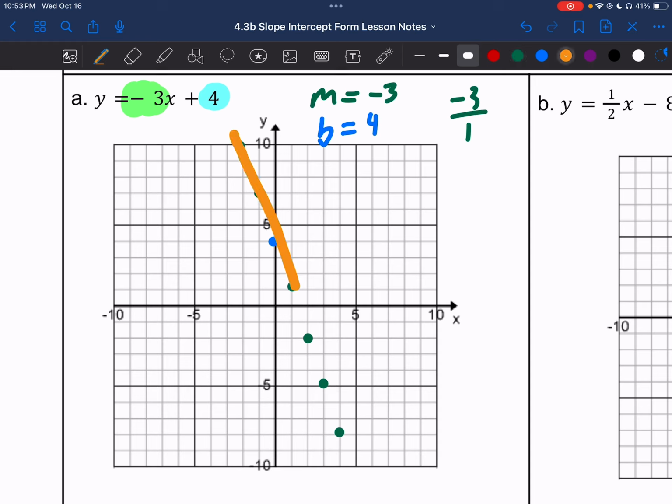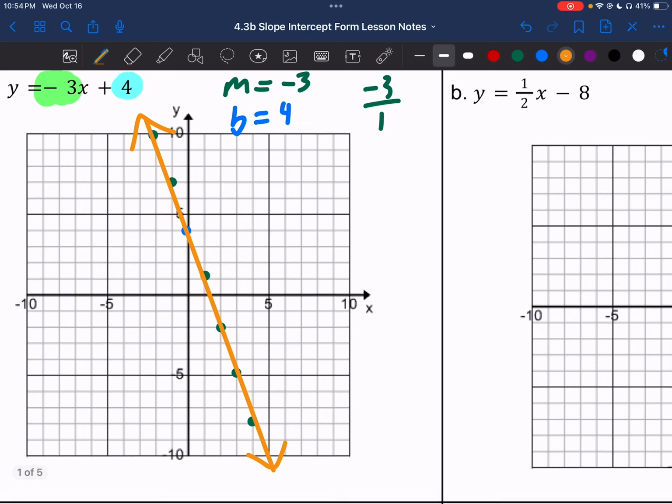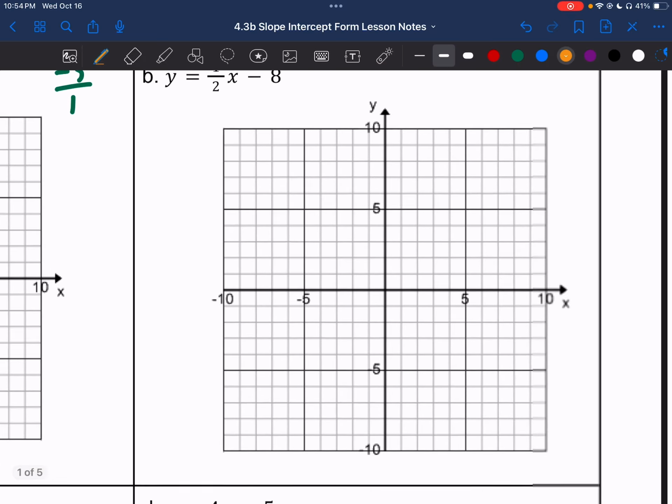Now, my expectation for you is that you have at least 3 points drawn on your graph. Ideally, you would like it to be 5 points or more, or as many as you can fit on the graph, but the absolute minimum to get a decent line is going to be 3. The more points you have graphed, the better your line is going to be as you graph it.